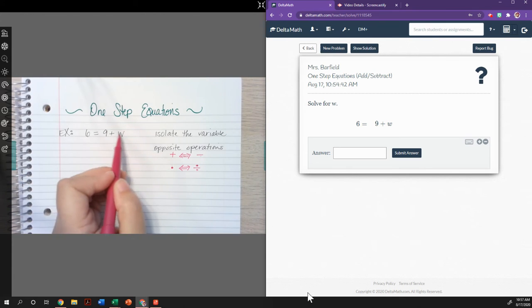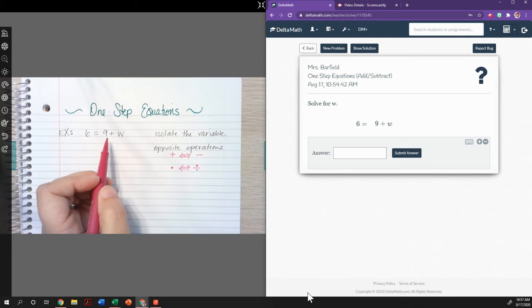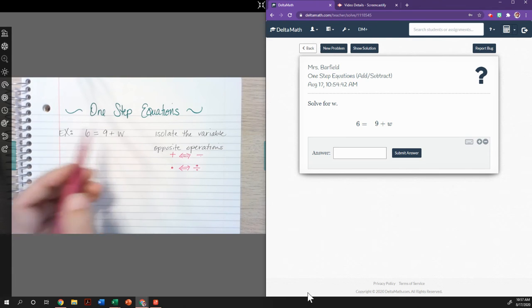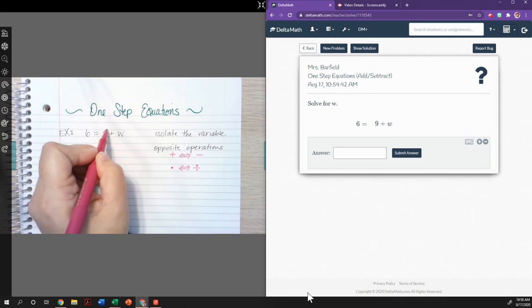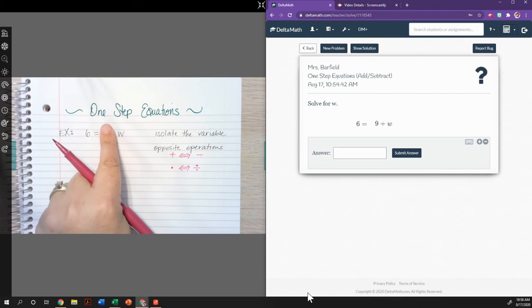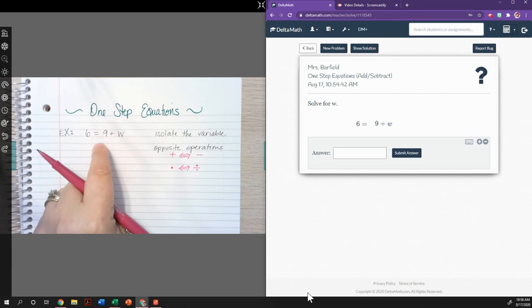Okay, now what's misleading is that they're not always written in a way that I would say, oh yeah, you're definitely going to use the opposite operation of subtraction here because you have a plus W. That's not what makes it subtraction. Okay, you have to realize that you're looking at 9. 9 is what's the problem. I need it to be a W by itself, which means I've got to get rid of 9. Well, it all depends on what type of 9 this is.